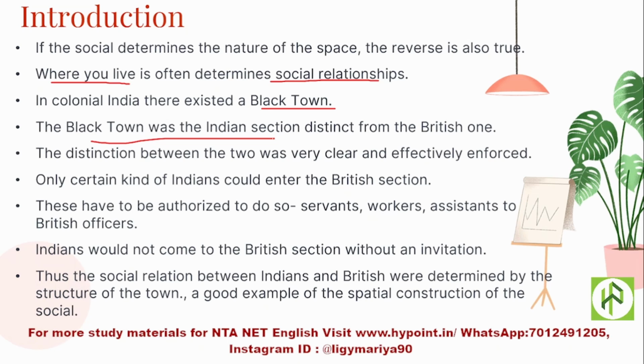So where British people, the colonizers, were living together, there Indians were not commonly living. The distinction between the two was very clear and effectively enforced. So it was not allowed for Indian people to buy land in the British zone and occupy it. That was not allowed. If it was effectively enforced, it means there were some unwritten and written rules that Indians should follow. And this distinction between the black town and the British area was very clear.